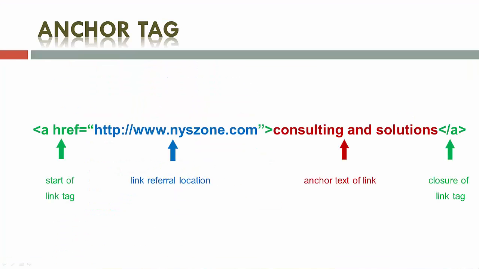To create a link, you need in your source code to place your anchor text within the anchor tag. On this slide, you see how the anchor tag looks like. As you see, the anchor tag has two main parts, the link referral location and the anchor text.